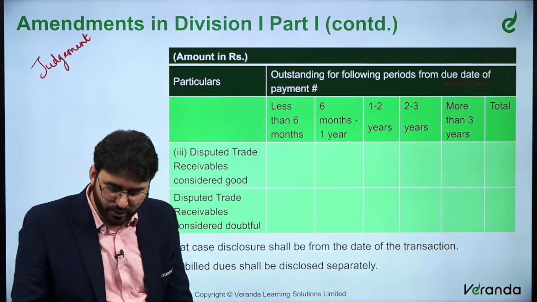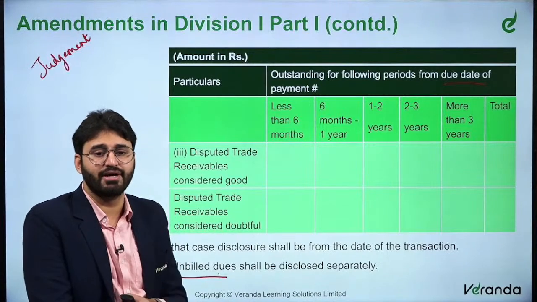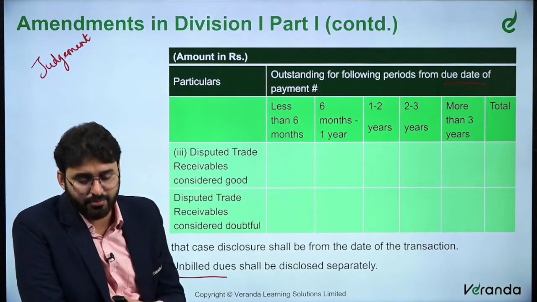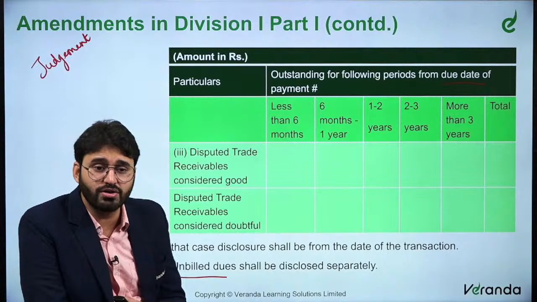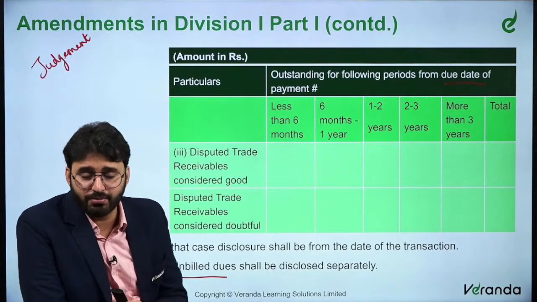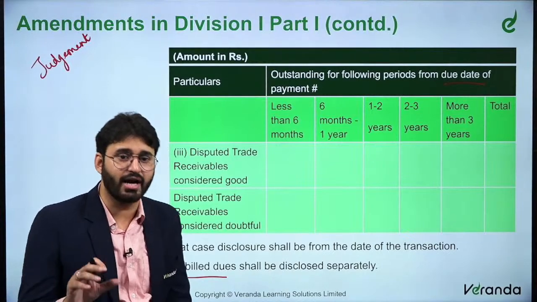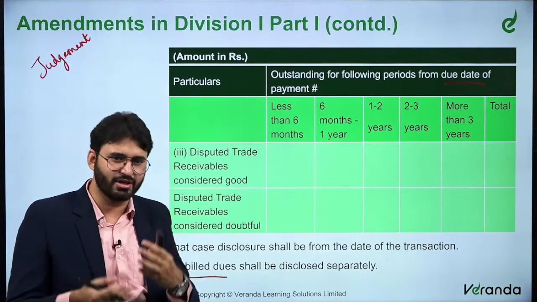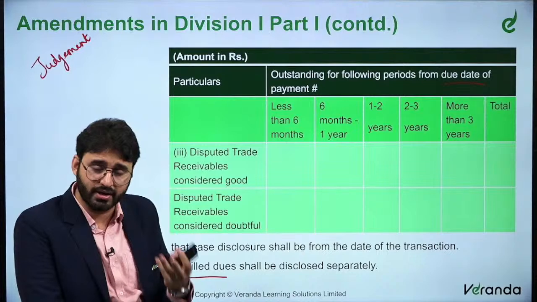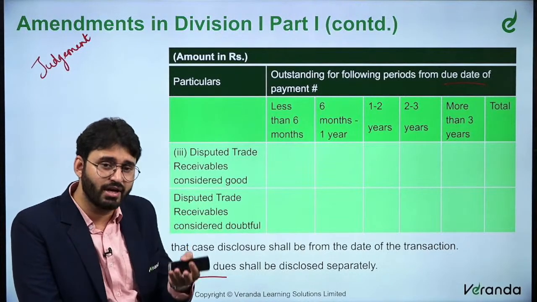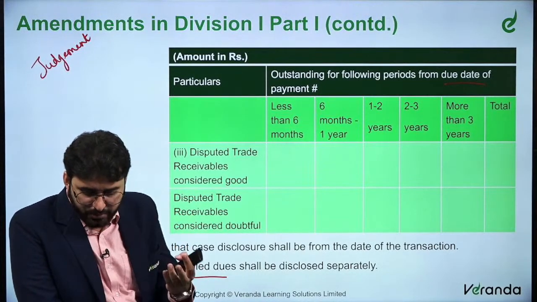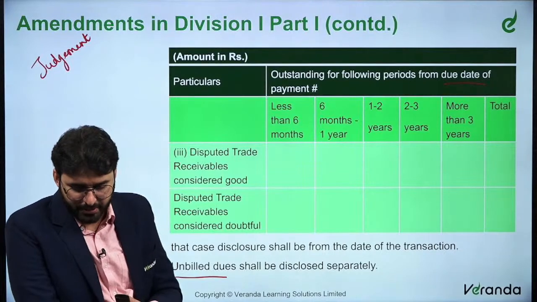Okay, unbilled dues, that is your unbilled revenue, shall be disclosed separately. Unbilled revenue has to be disclosed separately. That's a very, very important point to be noted. Unbilled revenue should not be disclosed here. Similar to trade payable, same thing here also. Unbilled, where you have not billed, is not a receivable yet. It will become a receivable only when you bill, right? So unbilled receivables shall be disclosed separately.